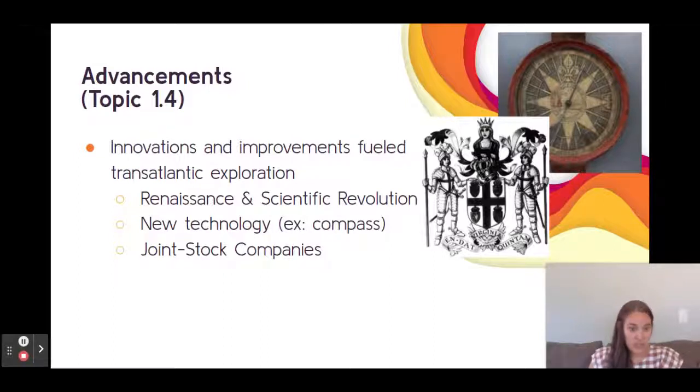New technology will begin. A lot of changes to the way that ships are built, like a relocation of the rudder, and then there's also the compass, and then also joint stock companies. That's going to come just a little bit later. The Spanish won't quite use it, but those joint stock companies are going to allow for the risk of transatlantic voyages to be pooled among investors.